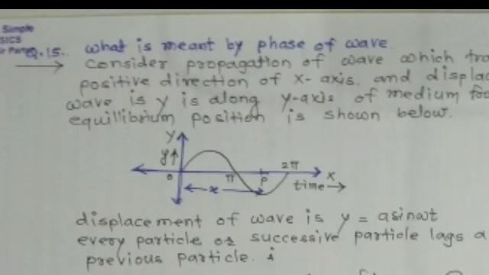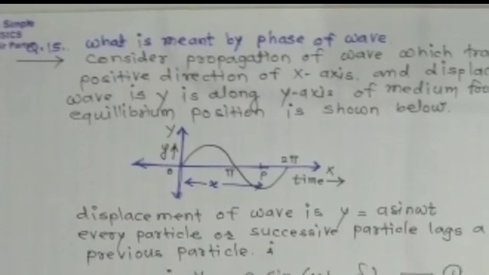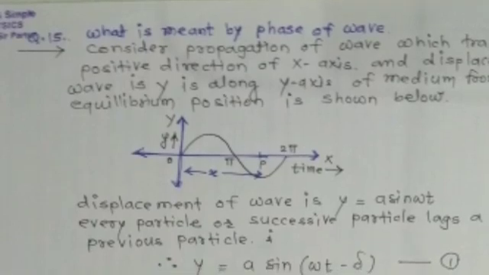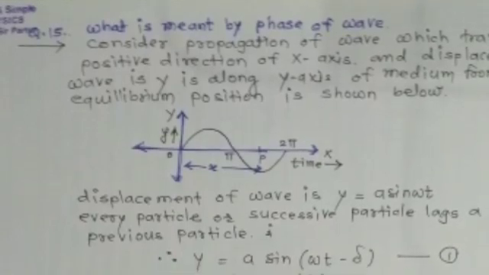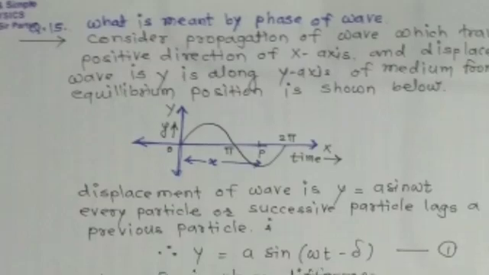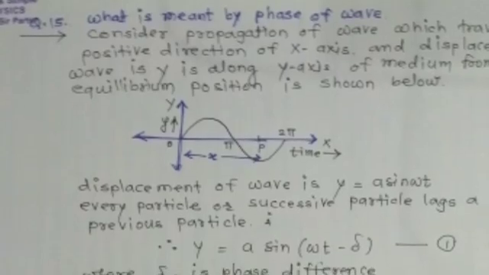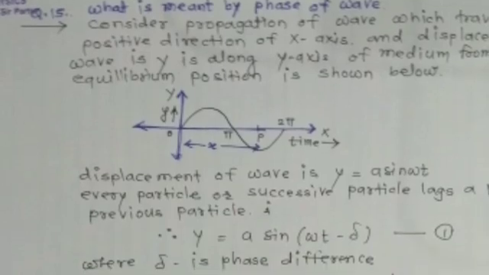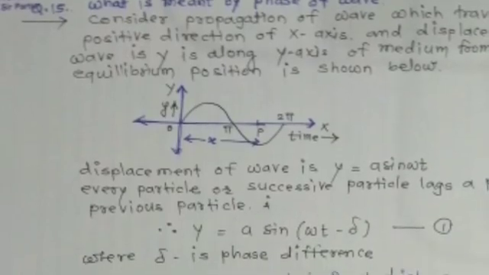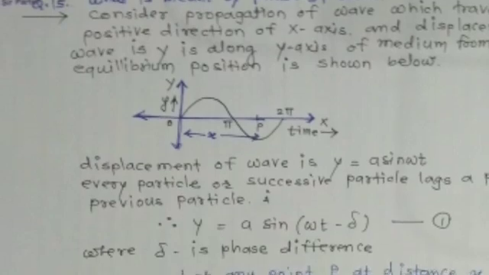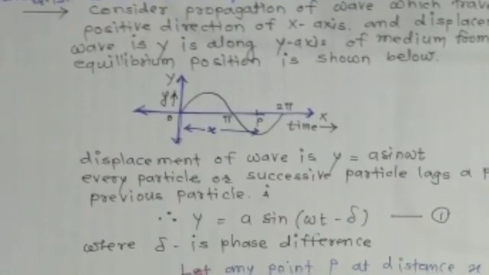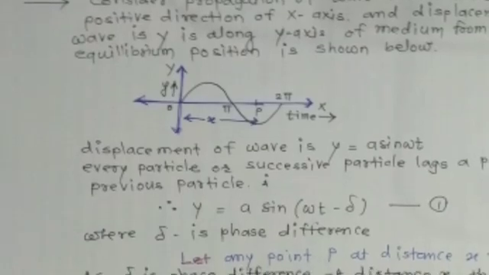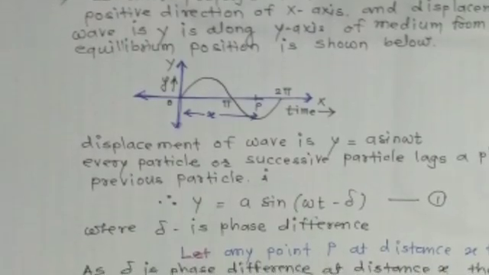Question number 15. What is meant by phase of wave? Answer: consider propagation of a wave which travels along the positive direction of the x-axis, and the displacement of the wave is y, along the y-axis of the medium from its equilibrium position, as shown below. The figure is seen.